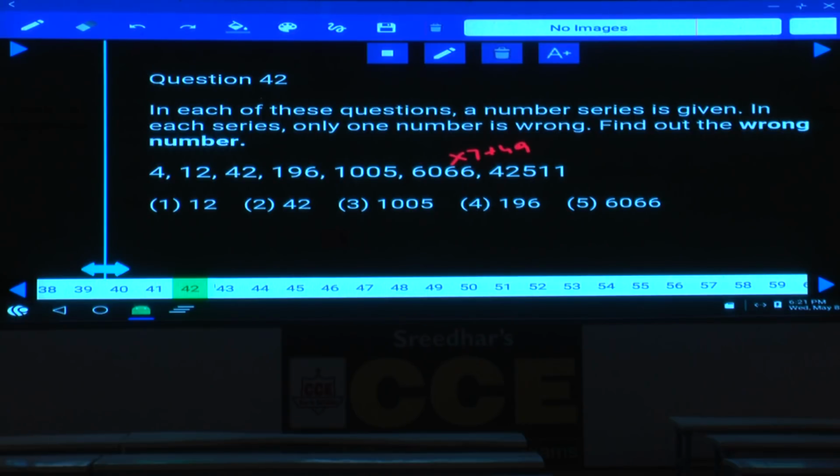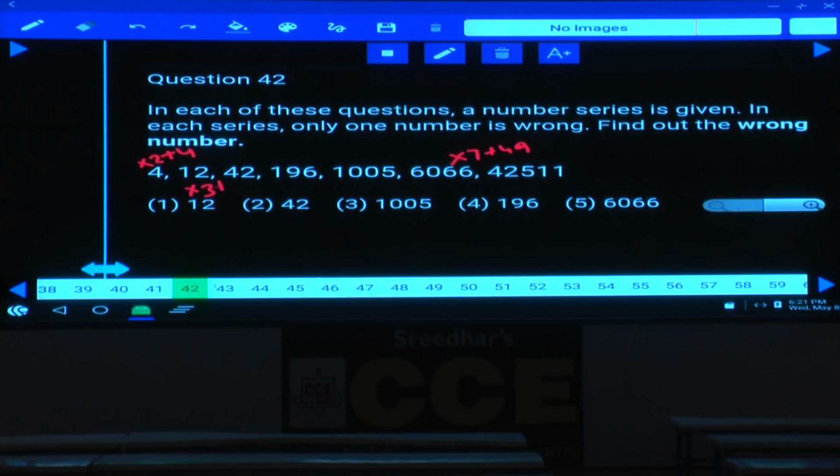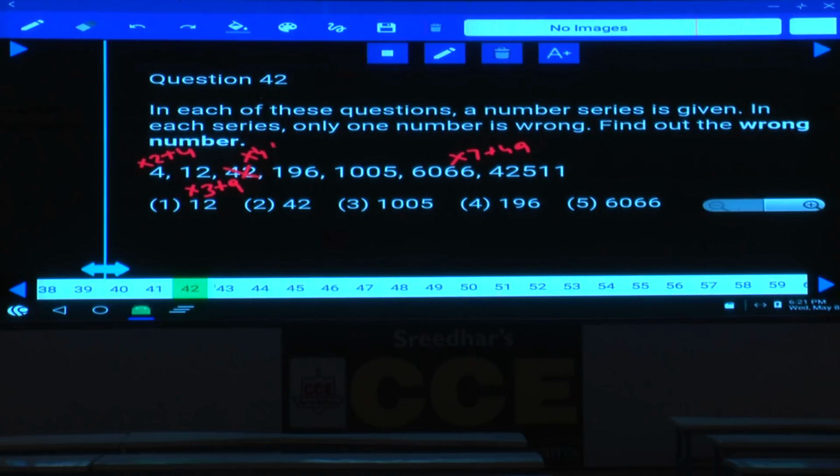Now the last number is into 7 plus 49, and the remaining must be 6 plus 6 square, 5 plus 5 square, 4 and 3 and 2. Now 4 into 2 is 8. 8 plus 2 square, 4, and 12 into 3 is 36. 36 plus 9, the number must be 45. If it is 45, 45 into 4 is 180. 180 plus 16 is 196. Then it is correct. And the correct number is 45, wrong number is 42.